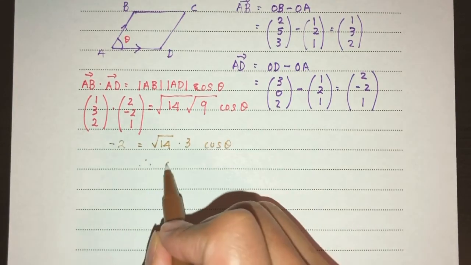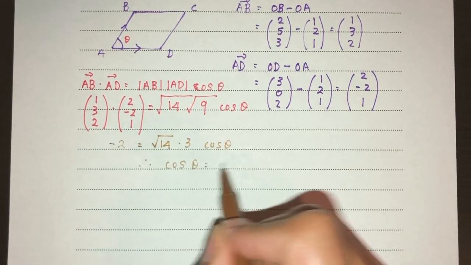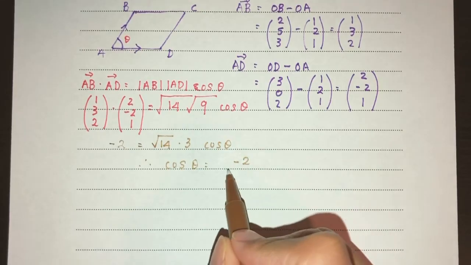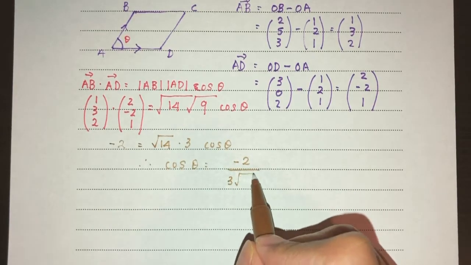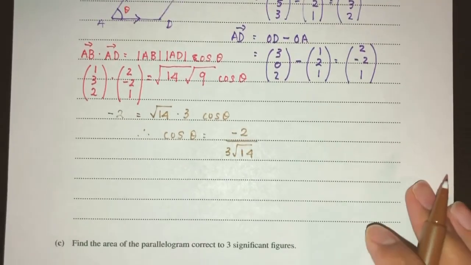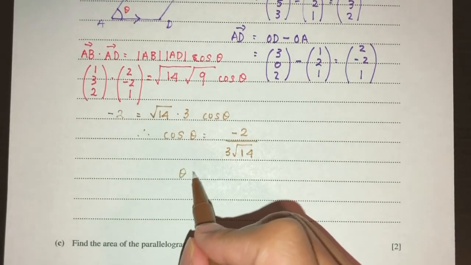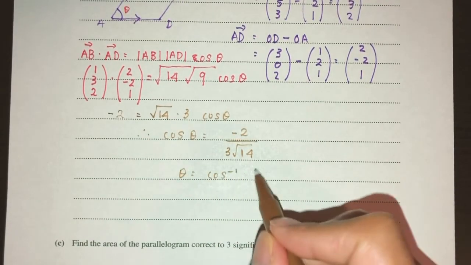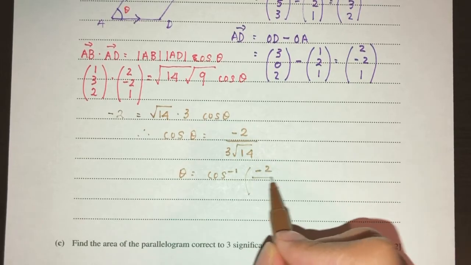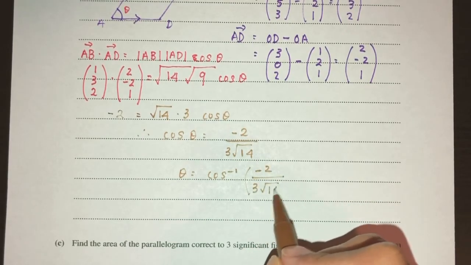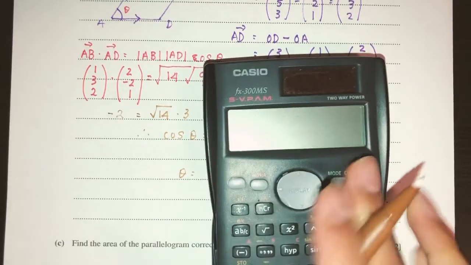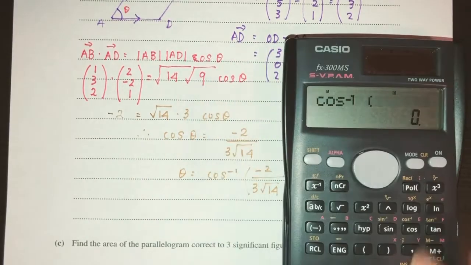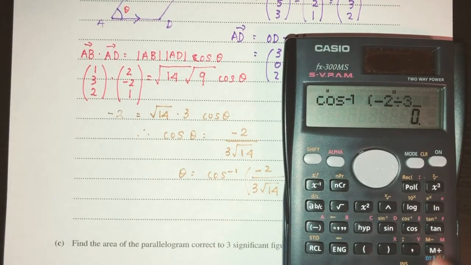So finally, let's make cos of theta become the subject. You will have minus 2 divided by 3 root of 14. And then we have to find the angle. So pretty easy. That will be cos inverse of minus 2 over 3 root of 14.